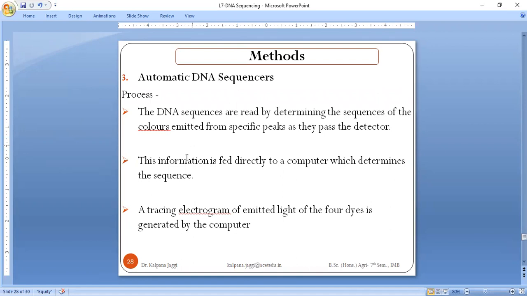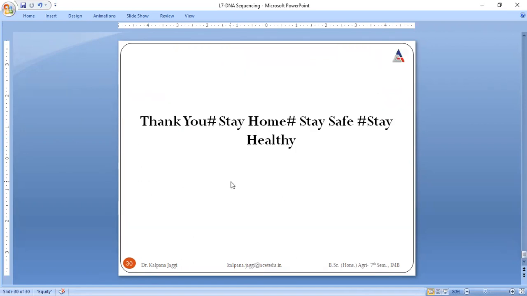In that direction you will not be able to go for the cloning, right? So this is all from my side, and here I complete today's topic, that is all about DNA sequencing, where we have discussed the three methodologies. One is chemical degradation, second is enzymatic degradation, and the last but not the least is automatic sequencing, right?